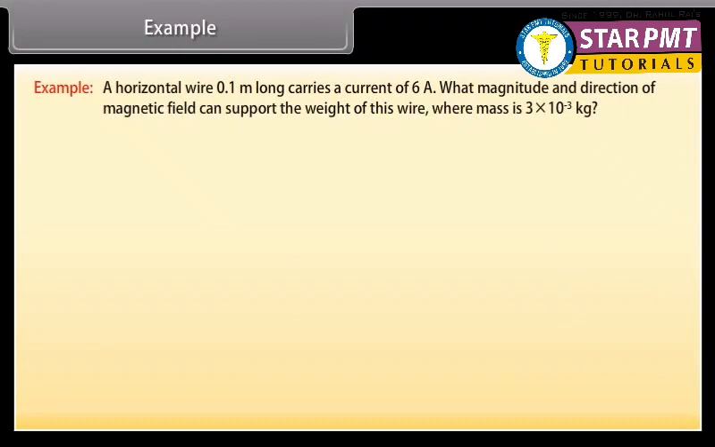Example. Let's take an example of magnetic force on a current-carrying conductor. A horizontal wire 0.1 meters long carries a current of 6 amperes. What magnitude and direction of magnetic field can support the weight of this wire, where mass is 3 × 10^-3 kilogram?